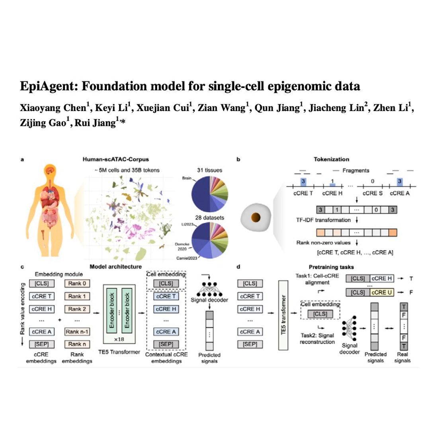The predictions were remarkably good. They got very high R-squared values when comparing EpiAgent's predicted accessibility signals after stimulation to the actual experimental data. Especially for the cCREs that changed the most, it was an almost perfect linear relationship. The model could effectively predict the cell's epigenomic response. That's pretty cool for known stimuli.